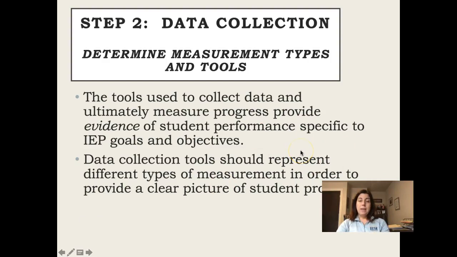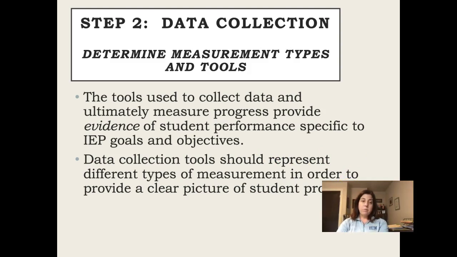Second is the actual data collection. Now that you've created a plan and looked at the IEP, and the first step was to really look at it and make a plan for collecting data, now you're going to actually collect the data. So the first thing you're going to determine is the measurement type and tools. The tools are how you're going to collect the data to measure the progress and evidence that the student is performing specific IEP goals and objectives.